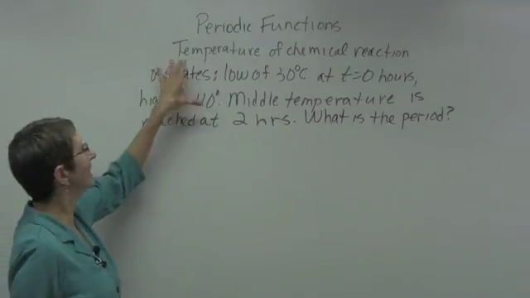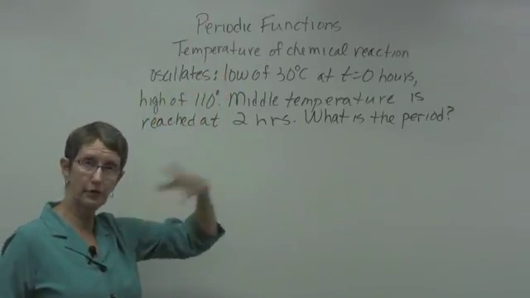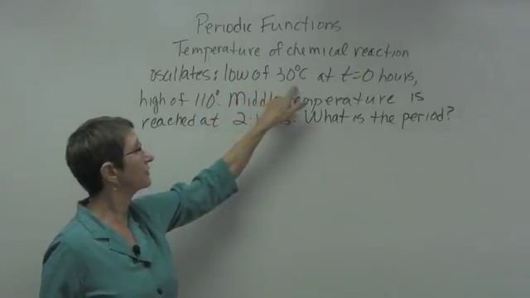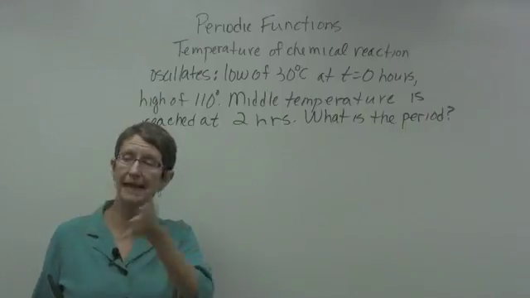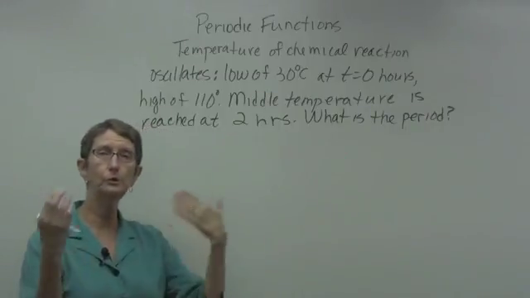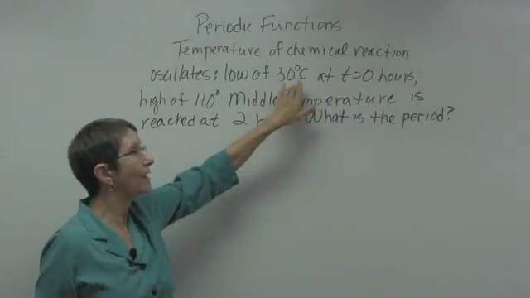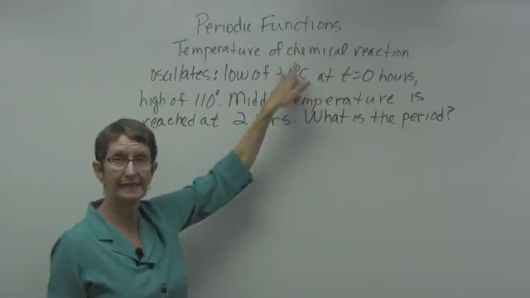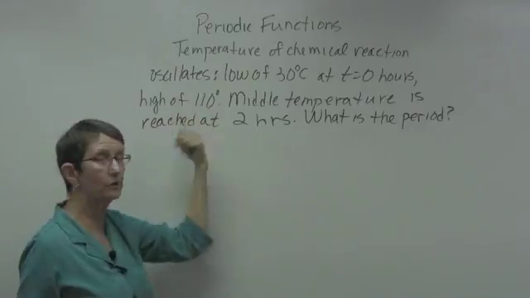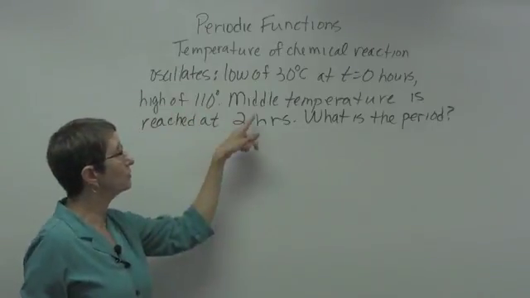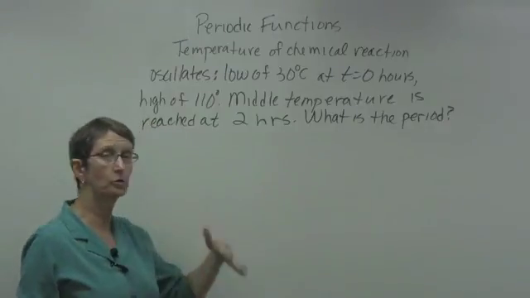What we have is a chemical reaction, and the temperature oscillates over time from a low of 30 degrees centigrade, and we start counting at 0. The reaction may have been going on a while, but when we observe the reaction, we're starting to count, so we call it t equal to 0 hours, and we start counting at the low, 30 degrees. The next high it hits is 110 degrees, but we don't know the time that it hits that high. We do know that the middle temperature is reached at 2 hours, and we're trying to determine the period.